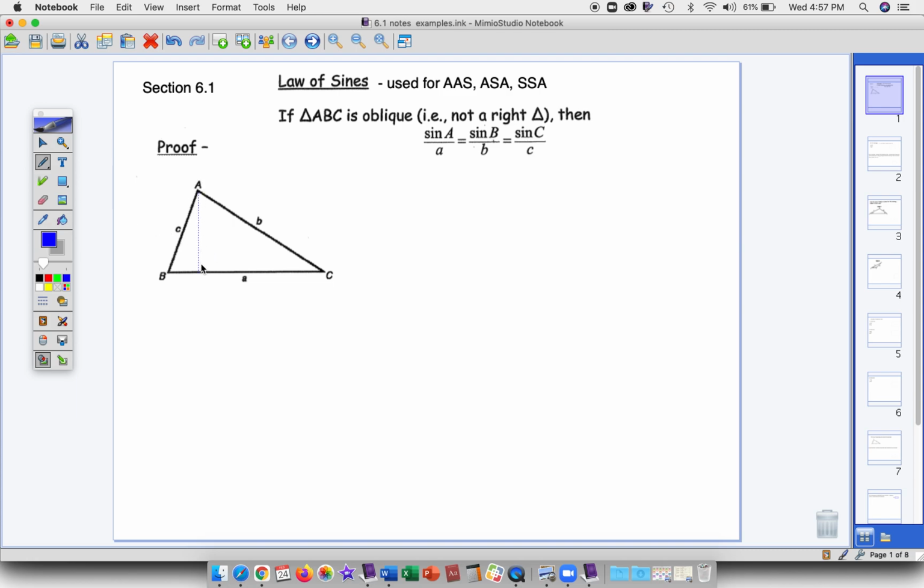So I drew in a perpendicular. We'll call that H. If I use the triangle on the left, I'm going to set up the sine of B, which is the side opposite over hypotenuse, so it's H over C. I'm going to use the triangle on the right to set up the sine of C, which is equal to H over B. Now I'm going to take each of these equations and solve for H. So I get C sine B and B sine C.